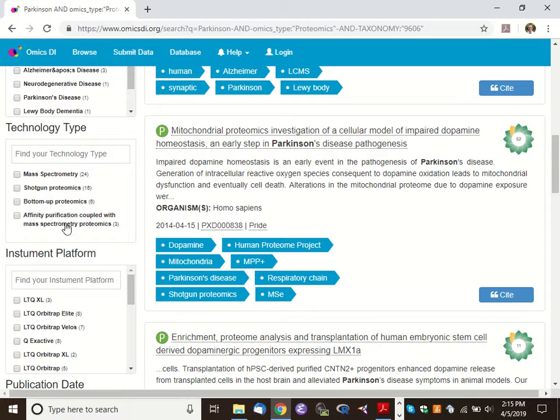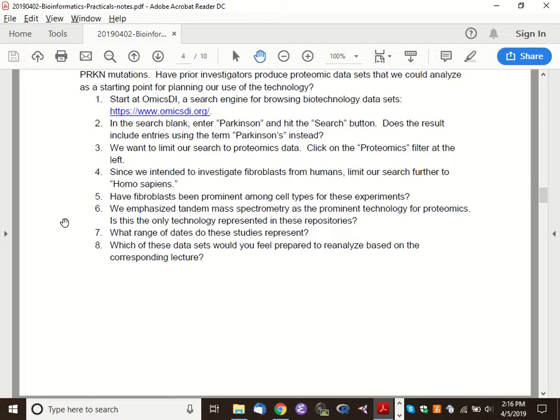So you can see that 3 people have conducted studies here where they're looking at binding partners in association with proteomics of Parkinson's disease. Great. So that's not a whole lot of clicks, right? We didn't have to do a lot to discover the diversity of data sets that are out there that we can get for free. Grand. Did I have any other questions I wanted to ask? Oh, yes. What range of dates do these studies represent?